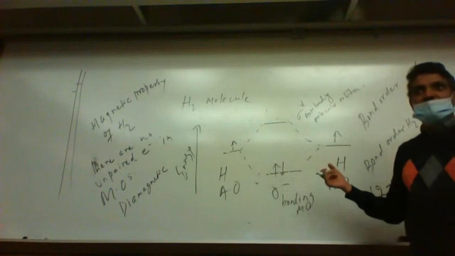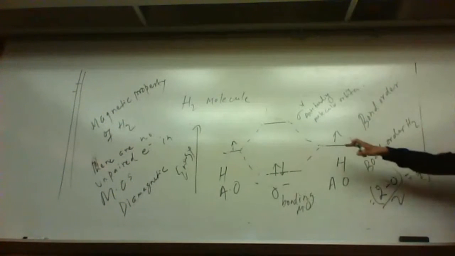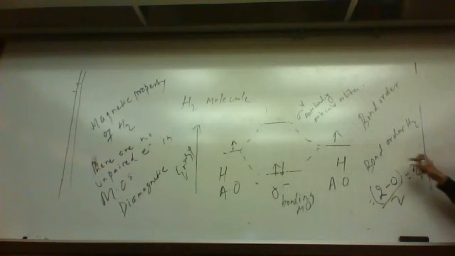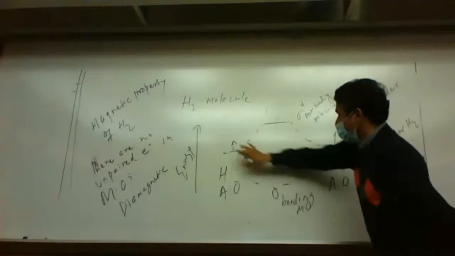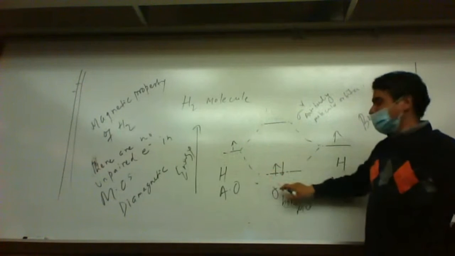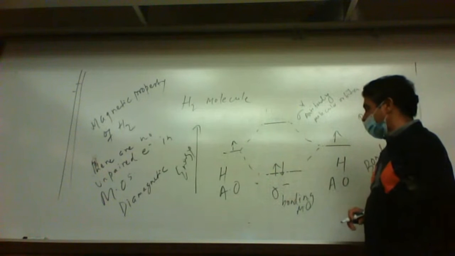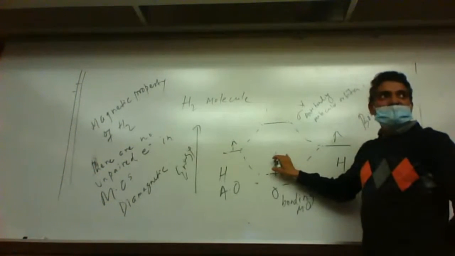Make sense? Good. So you can easily say the bond order is 1 in hydrogen because there are 2 electrons in bonding and no electrons in anti-bonding, so I get 1. This is a stable molecule. And I look here in these molecular orbitals and ask, are all electrons paired? Yes, all electrons are paired. Therefore, this is a diamagnetic molecule.